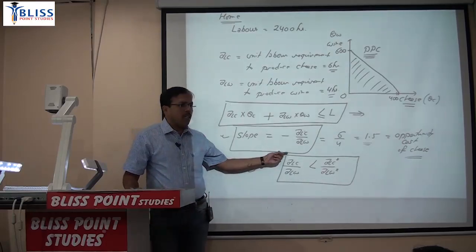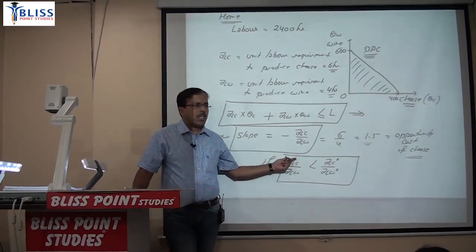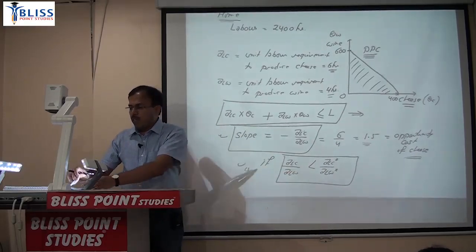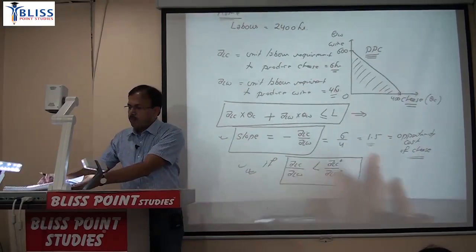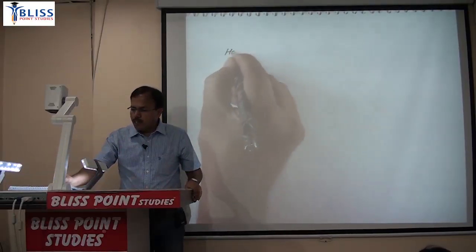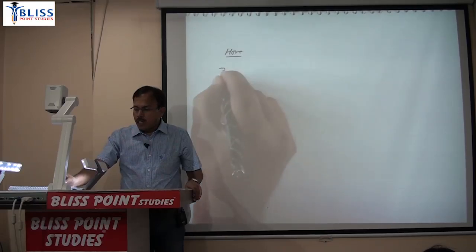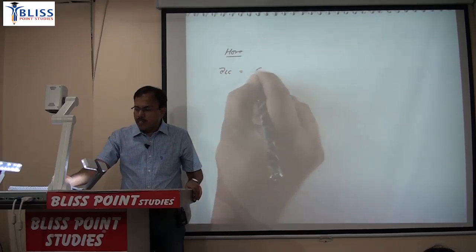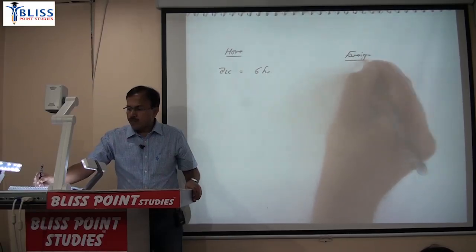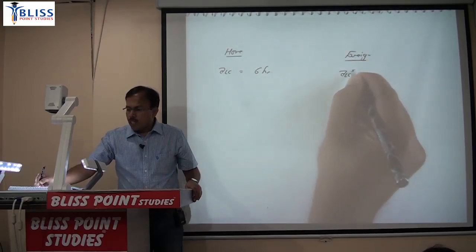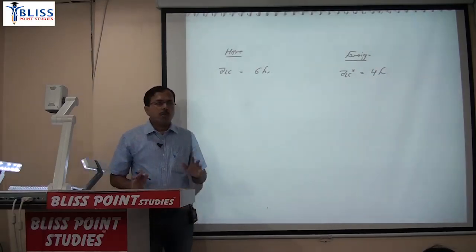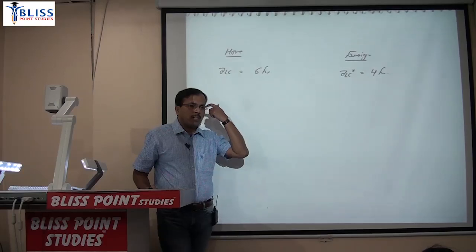Comparative, because we are taking a ratio here. You are taking basically a ratio. Now I will introduce the idea of what is the meaning of absolute here. Just look at this example. Suppose you write some value for the home country. I take ALC as 6 hours, and for the foreign country ALC star is 4 hours. So based upon only these two pieces of information, what will you say?